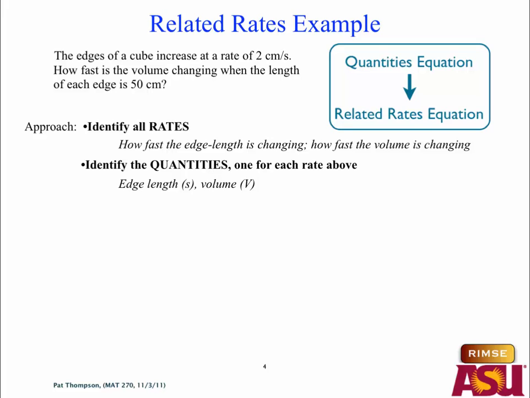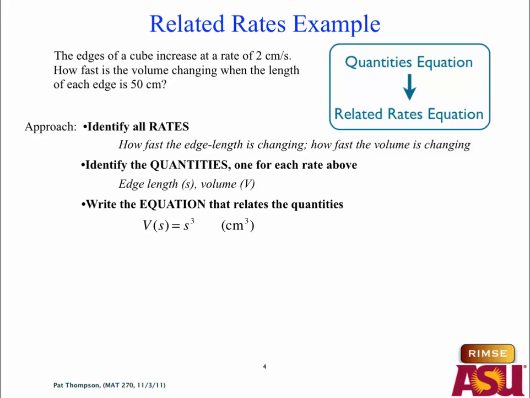So what is the equation that relates these quantities, S and V? It's a cube, right? So it's going to be S cubed. So I'm using function notation here. That's not V times S, that's V of S. So that's a function. V of S equals S cubed. That brings together volume and side length. If you cube the side length, you get the volume.